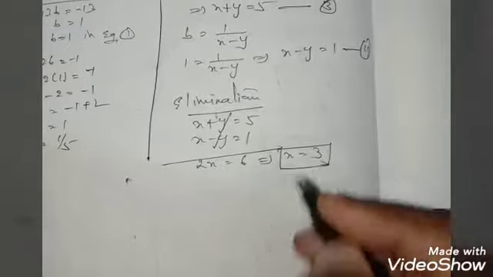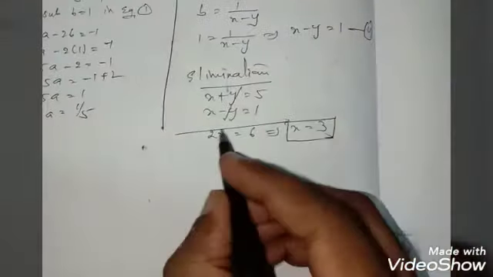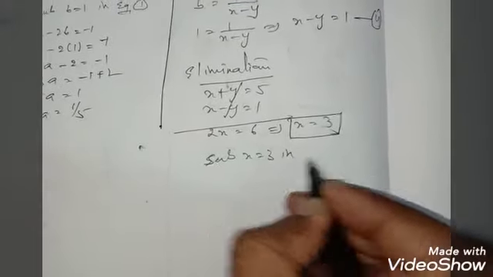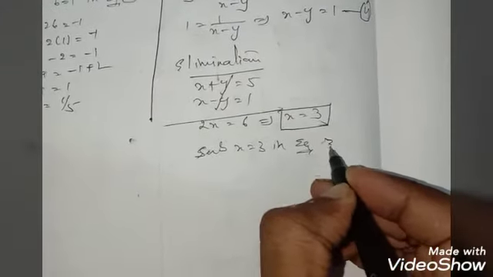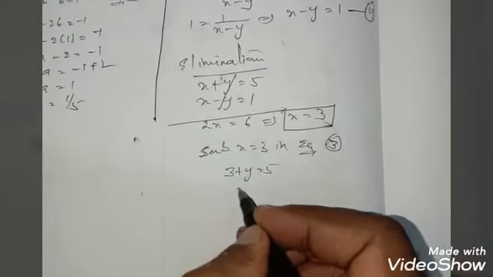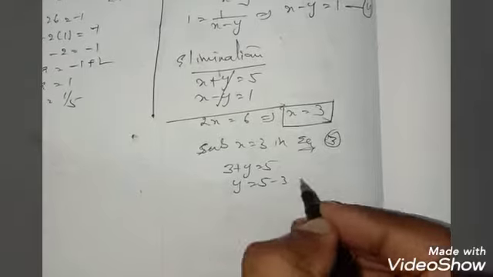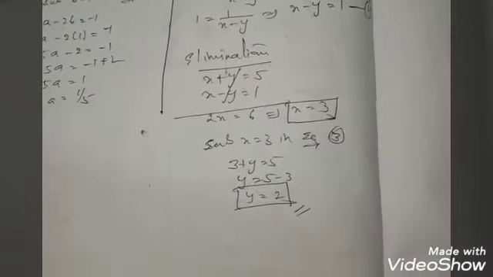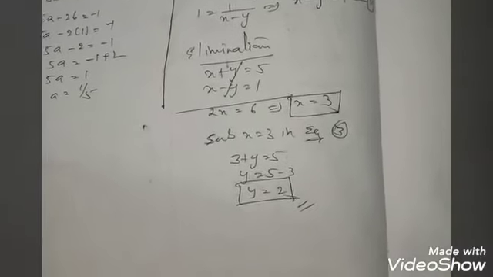So like this you are getting the value of x. Now substitute this x in any one of these equations. Now substitute x is equal to 3 in equation number 3. Now if I substitute in equation number 3, you will get 3 plus y is equal to 5. So y is equal to 5 minus 3. So y is equal to 2. Clear? So like this we are finding the values of x and y.